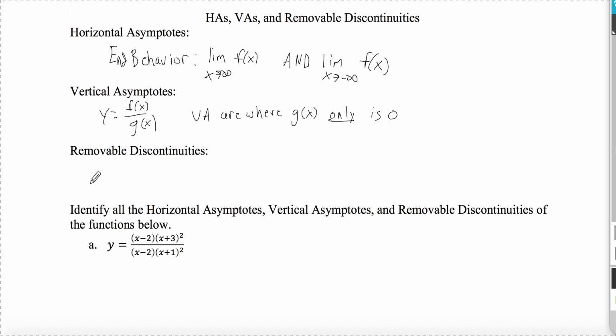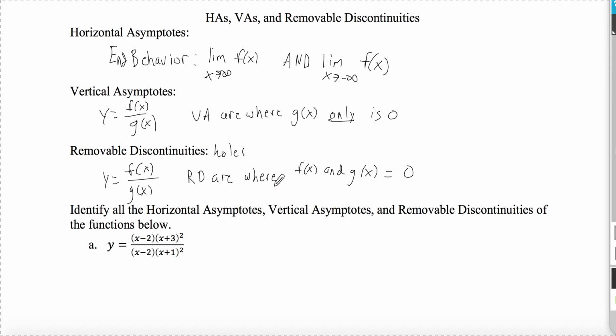What are removable discontinuities? When I say where, I mean x values. Removable discontinuities are what we call holes. In a rational function, removable discontinuities are the x values where f of x and g of x both equal 0. So they have the same value there, and we call them removable because, like we've seen above, we can factor some stuff and get rid of just that one troublesome x value discontinuity.